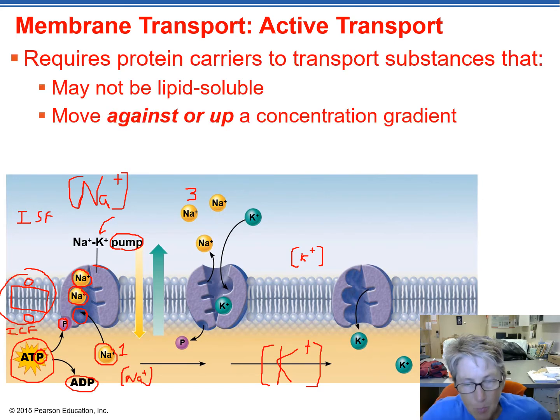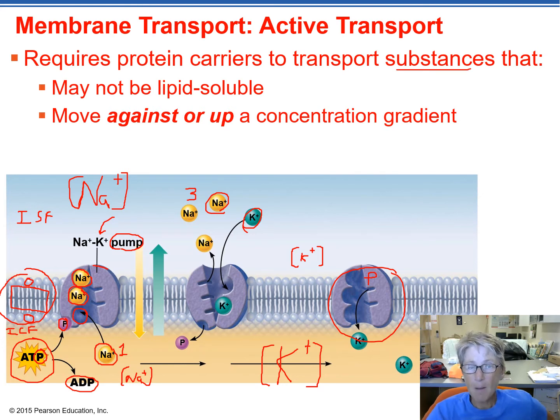So active transport in general requires protein carriers. That's this purple thing. This is a protein carrier. That could be a little confusing to call it a protein carrier. When it's called a protein carrier, that means the carrier itself, this purple stuff, is made of protein. But what it's carrying are these ions, sodium and potassium ions. So the carrier is a protein carrier that transports substances, in this case ions, that may not be lipid soluble.